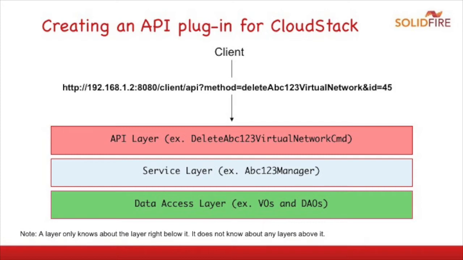So here we see we've got a client on the top issuing this URL to make something happen within the CloudStack management server. We just see HTTP, an IP address, port number, client API. The method that we have here, delete ABC123 virtual network, is a CloudStack API command that we are going to make sure exists by virtue of our new API plugin. It doesn't exist in a standard CloudStack environment. We're going to make sure that we write our API plugin to support that command.